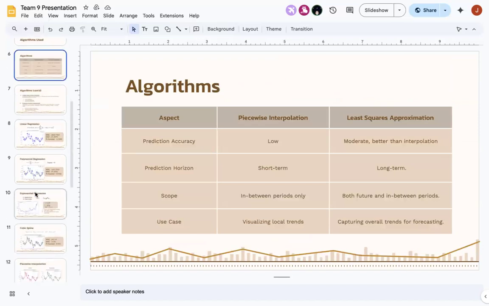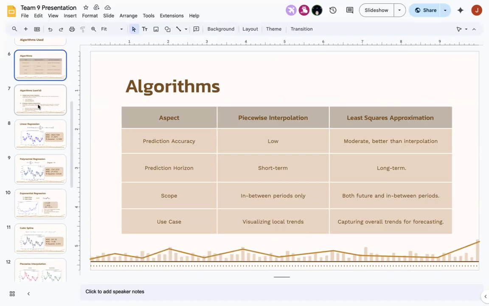For choosing our algorithms, we wanted to implement a method that can capture sudden changes in the data and another method that can get the overall trends of the data. So we chose the piecewise interpolation and the least square approximation algorithms to reach these targets.